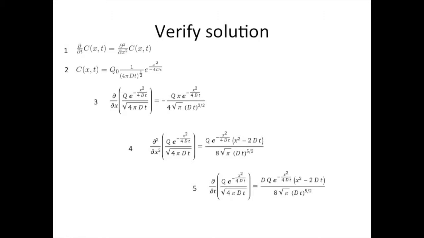And then I took the partial with respect to t in equation 5, and take a look at the right-hand side of equations 4 and 5, and they are awfully close except for the constant d in equation 5. And I recall now that equation 1 is supposed to have a d in it, so there's an error in my equation 1. It should actually be that the partial with respect to t is equal to d times the second partial with respect to x of the concentration function.